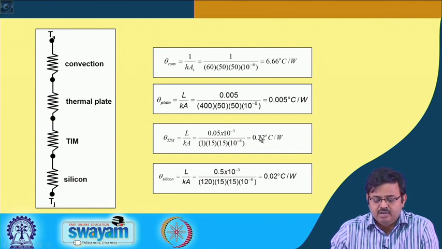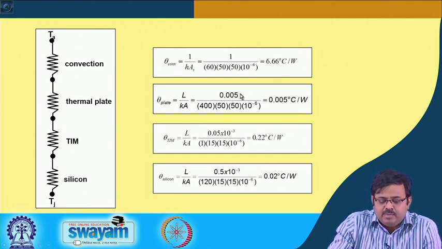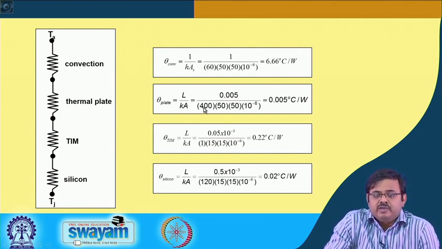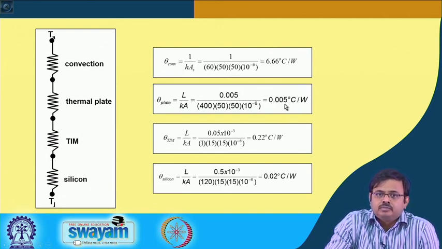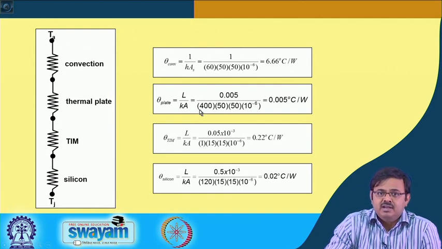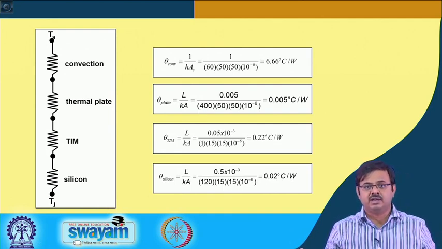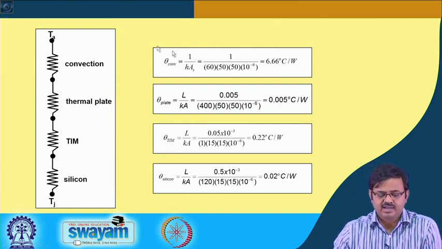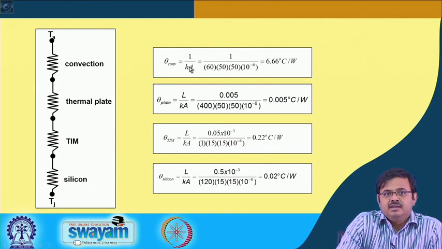Agree? All right. Next, the theta plate is copper, 400, expected to be very low, and it is very low. It is a large plate, number one, and that is why we have it, right. We need a large surface area, and then the theta due to convection, 1 over H A, which is this.